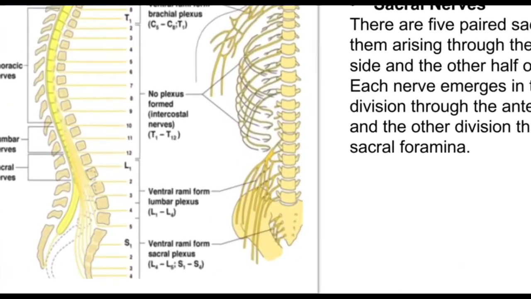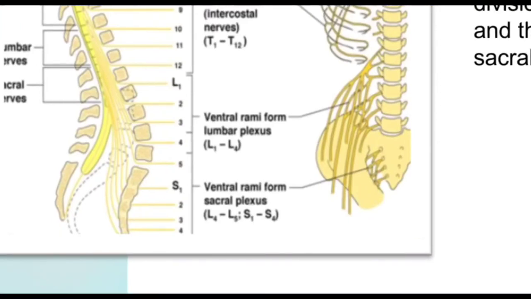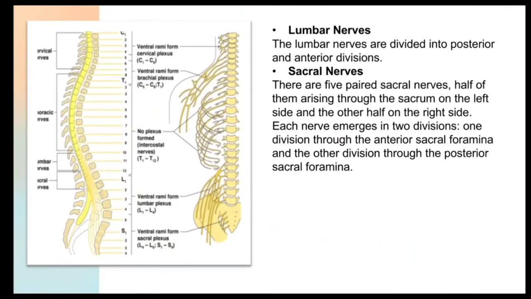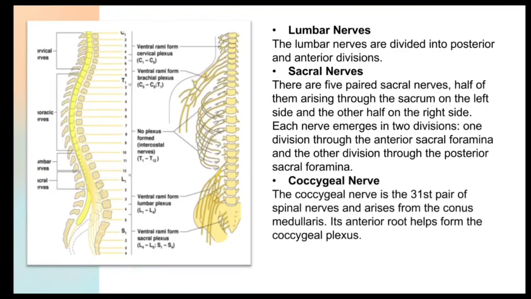Sacral nerves, there are 5 pairs of sacral nerves, half of them arising through the sacrum on the left side and the other half on the right side. Each nerve emerges in 2 divisions. One division through the anterior sacral foramina and the other division through the posterior sacral foramina. So last one is the coccygeal nerve. The coccygeal nerve is the 31st pair of spinal nerves and arises from conus medullaris. Its anterior root helps form the coccygeal plexus.